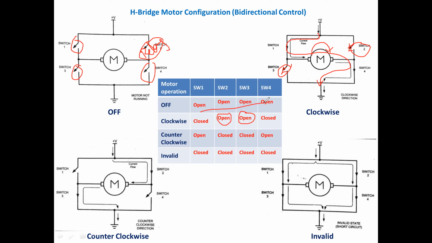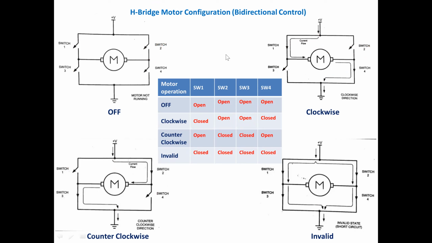When all are open, it is in the off state. For the counterclockwise direction, switch 1 is open, switch 4 is open, and 2 and 3 are closed, so that the flow of current will be in this direction. So the rotor will rotate in anti-clockwise direction. When all are closed, it is invalid. You should not give such a kind of connection.